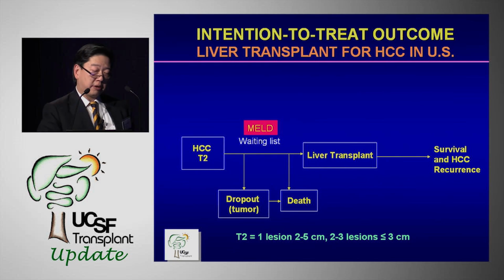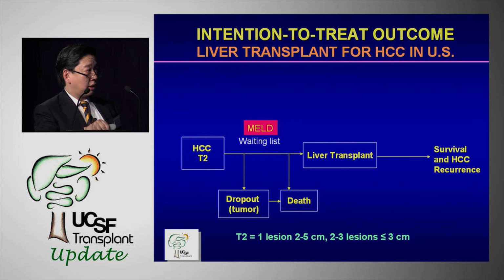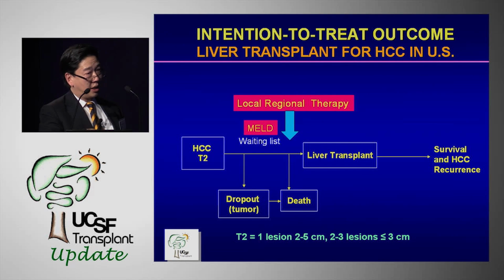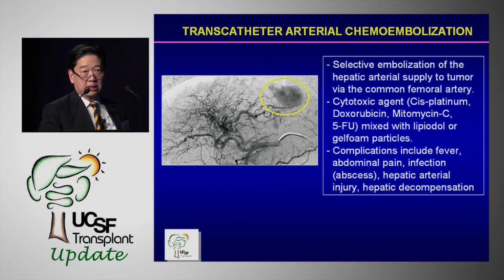So the next area I want to look at is the waitlist outcome based on dropout from the waiting list because of tumor progression or waitlist mortality, not just looking at post-transplant outcome. And this is how local regional therapy enters into the picture. So some basic background information.